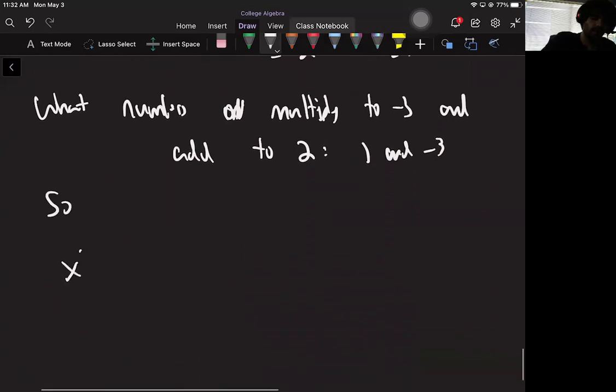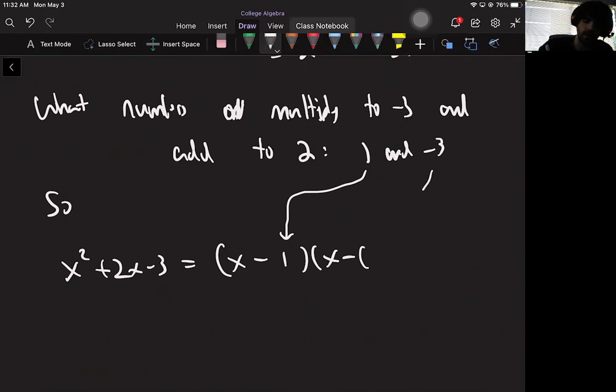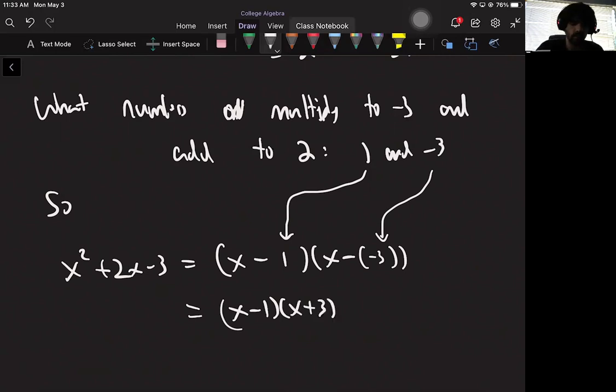So this tells me how to factor. X squared plus 2x minus 3 is going to be x minus the first one times x minus the second one. So x minus 1 you would just write as x minus 1, and x minus negative 3 you would then write as x plus 3.